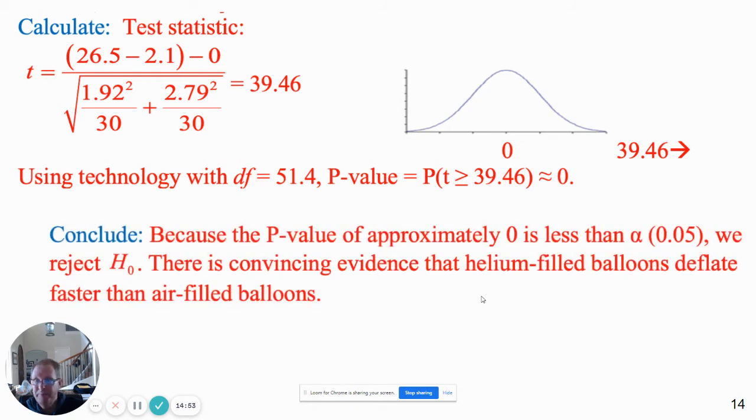Now I have to interpret, and here's what I write. Because the p-value is approximately 0, and that is less than my significance level, 0.05, we reject the null hypothesis. And when you reject the null hypothesis, then you have convincing evidence or statistically significant evidence that the alternative is true. So we're going to have to write that in context. So I say there's convincing evidence that helium-filled balloons deflate faster than air-filled balloons. The difference that we saw in our samples is statistically significant. So that's our p-value. That's our interpretation right there.